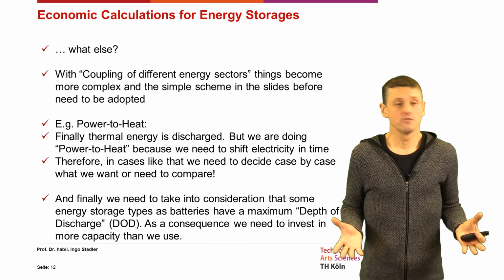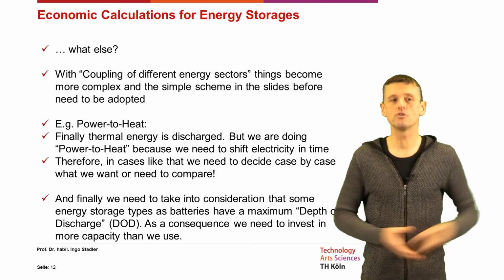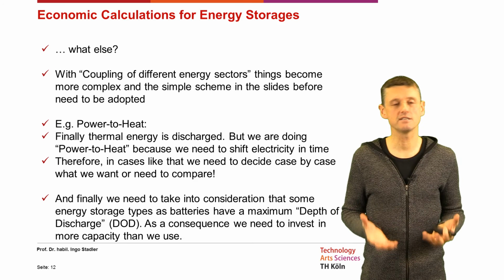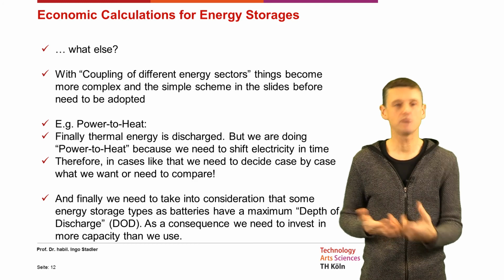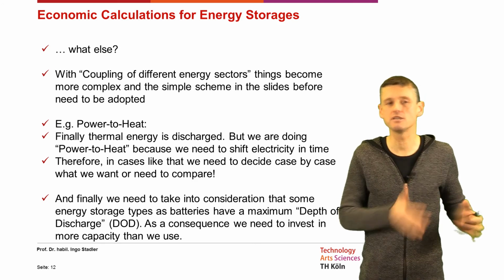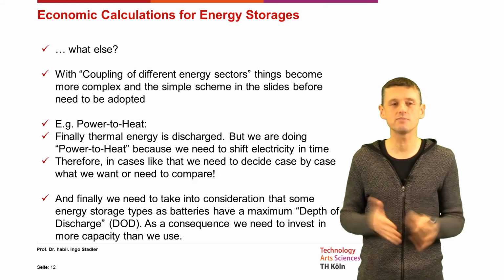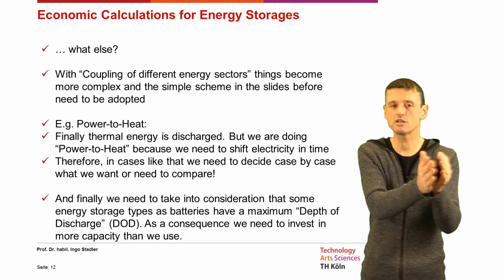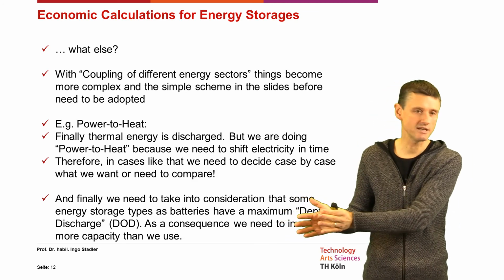What else do we have? When it's coming to the coupling of different energy sectors, then things become more complex, and the simple scheme in the slides before needs to be adapted. So just taking as an example power to heat. Finally, the thermal energy is discharged in the power to heat process. But we are doing power to heat because we need to shift electricity in time. And therefore, in cases like that, we need to decide case by case what we want or need to compare. Is it the electricity we charge or shift at the beginning, or is it what we discharge in the end?